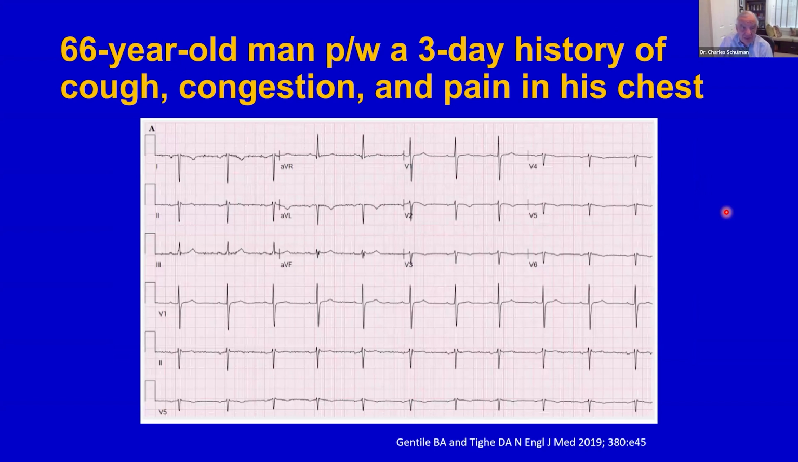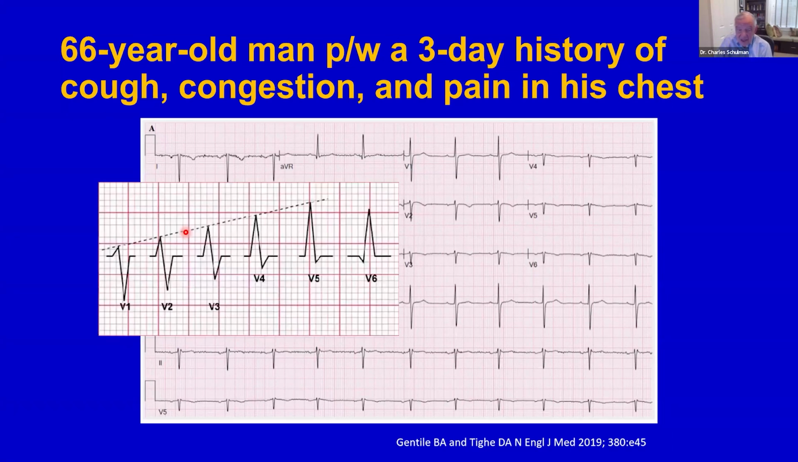So here's another patient, a 66-year-old man who presented with a 3-day history of cough, congestion, and pain in his chest. And look at his axis. It's just the same as the previous patient, right? Way negative in 1 and isoelectric in F, making it 180 degrees. So are these reversed arm leads? Or does he have something weird about the location of his heart?